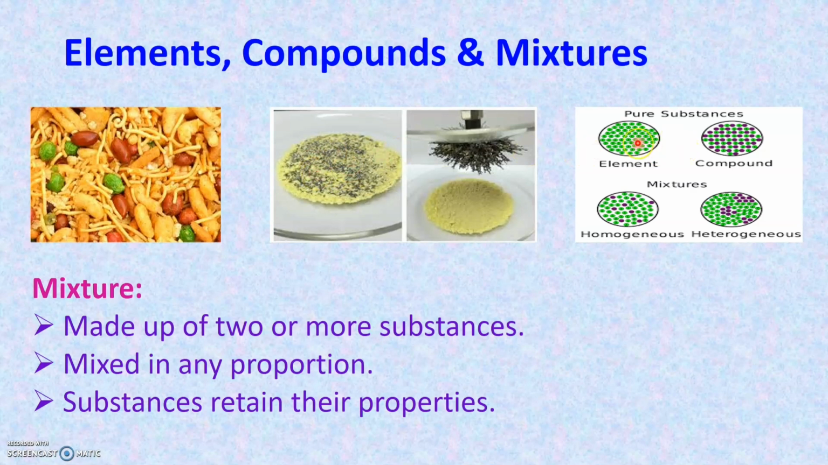So always remember that elements and compounds are pure substances which are made up of one kind of atoms or one kind of molecules, while a mixture is made up of two or more substances. Even if the mixture is made up of two or more substances, it is to be noted that each of these substances will retain their properties.